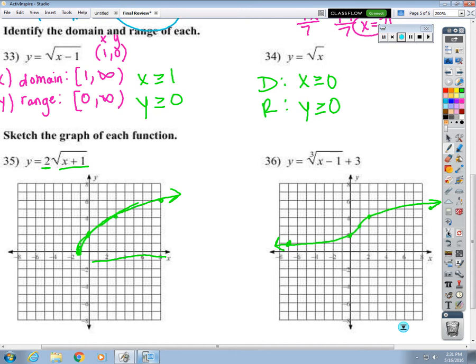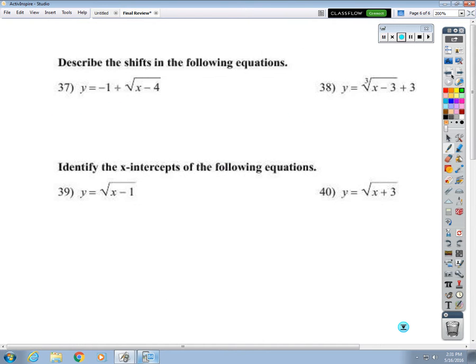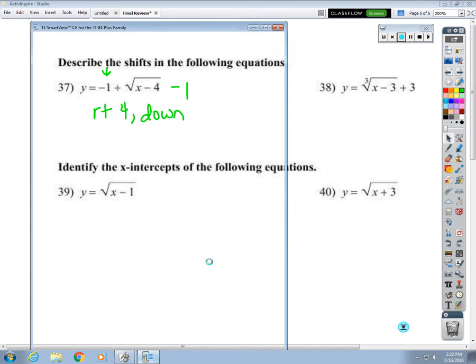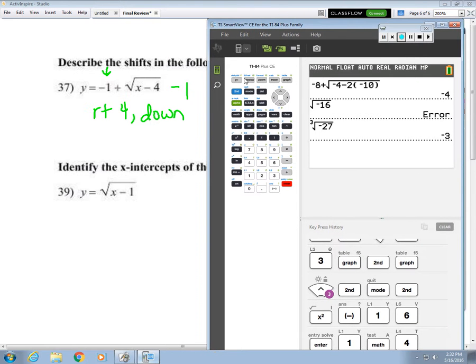Okay, number 37. Describe the shifts in the following equations. Okay, what kind of shifts is this equation going to have? Right 4. Okay, this is a little confusing because they put it in the front instead of at the end where we're used to it. But this means down 1. Say that you're confused and you're not sure. Couldn't you just graph it and look to see what it does?